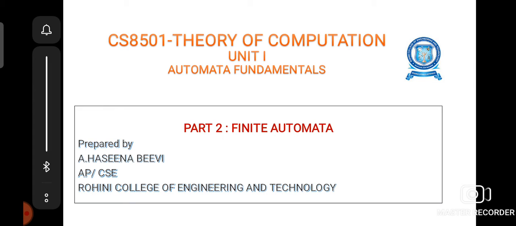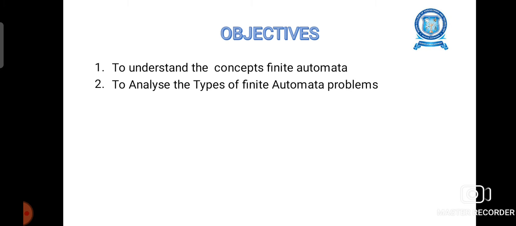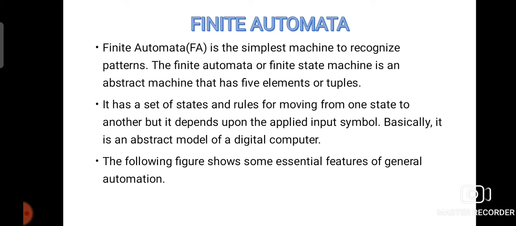Hello viewers, in this video lecture we are going to see one topic from the first unit of Theory of Computation. The topic is Finite Automata, and the objectives are to understand the concepts of finite automata and to analyze the types of finite automata problems. First of all, let us see the introduction about the finite automata.